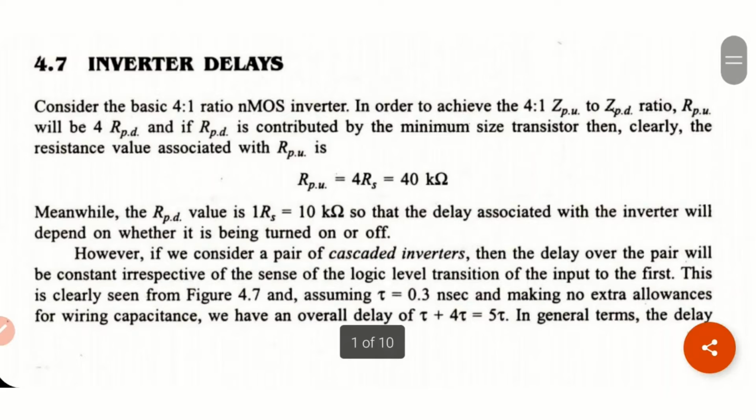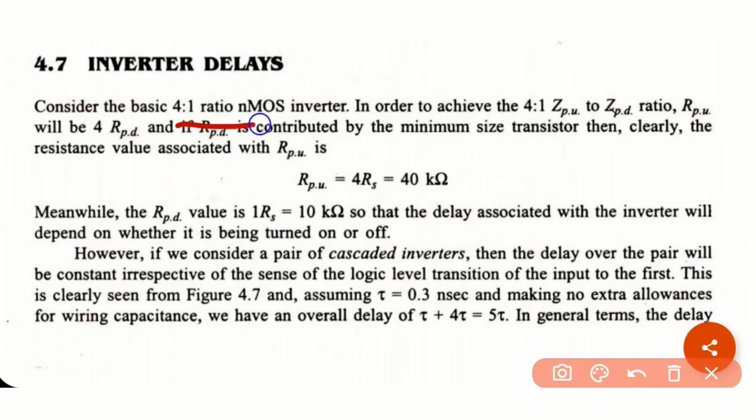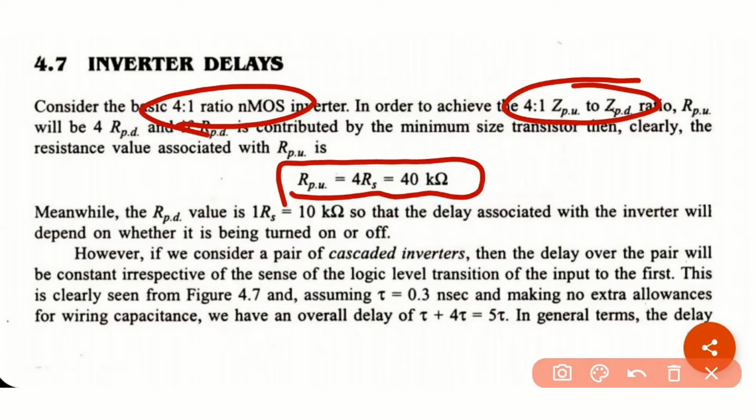Inverter delays. We are going to consider inverter delays for the NMOS and for the CMOS inverter. Firstly, let's start with the 4:1 ratio NMOS inverter. For this 4:1 ratio, your Z pull up by Z pull down ratio will be 4:1. Clear? Let's suppose this R pull up will be equal to 4 times RS. So if RS is 10 kilo ohm, then that value comes out to be 40k.